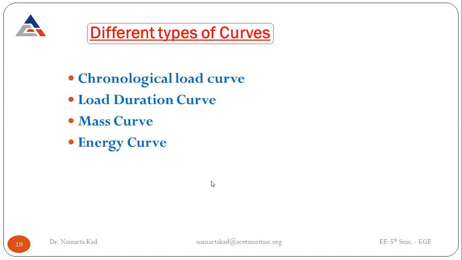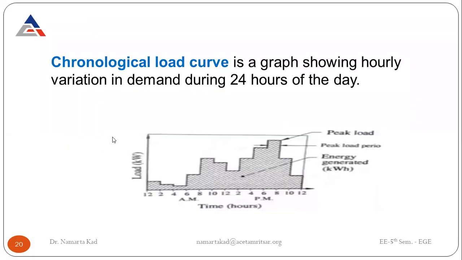Now, next are the different types of curves. We have four types of curves. One is the chronological load curve, then the load duration curve, then the mass curve, and then the energy curve. Starting with the chronological load curve, what is the chronological load curve? It is a graph showing hourly variation of demand during 24 hours of the day. So this one is actually the chronological load curve.